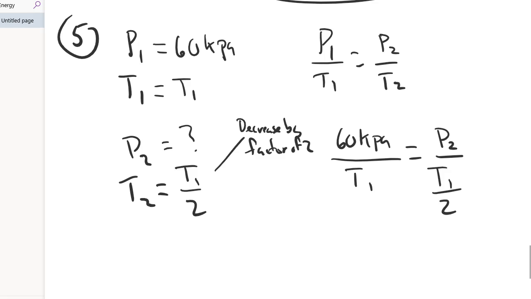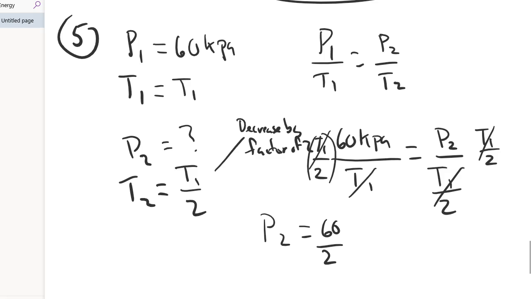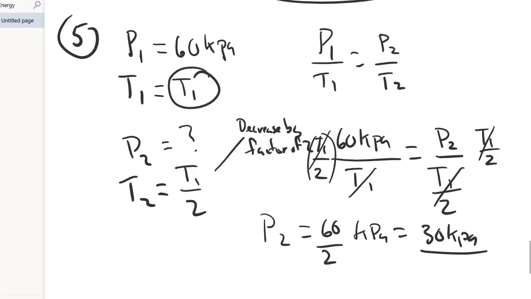So let's go ahead and solve for P2. If we multiply by T1 over 2 here, that'll cancel this out. That means we'd multiply by T1 over 2 on this side as well. And what happens is this cancels out there. We're left with P2 equals 60 divided by 2 kilopascals, which means P2 equals 30 kilopascals. So that follows the same thing that happened before. This time we decreased the temperature by half. Well, that means the pressure has to drop by half, so they stay proportional.